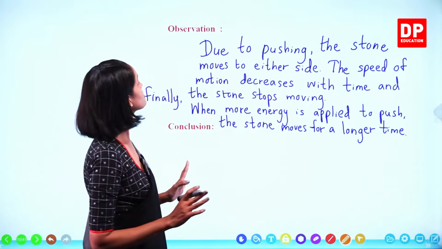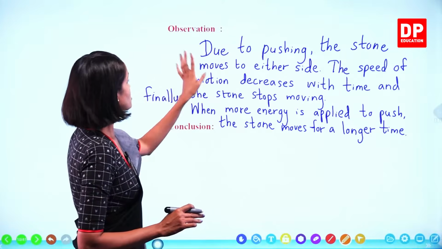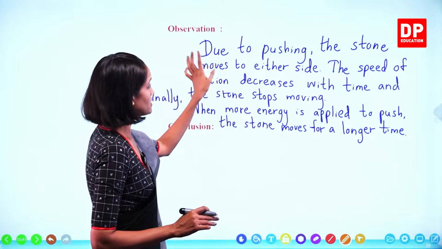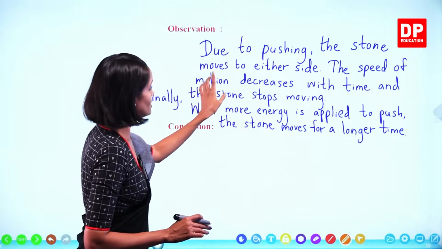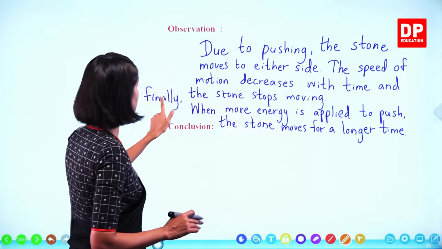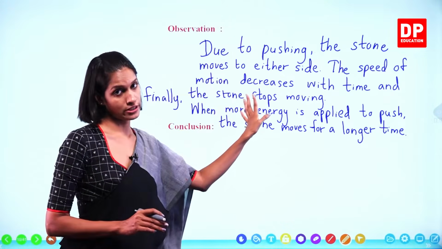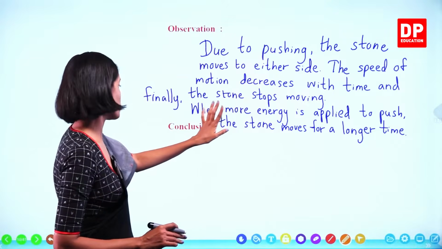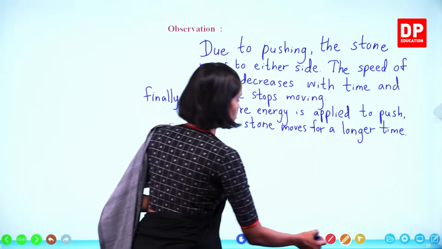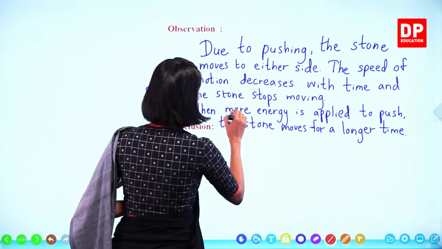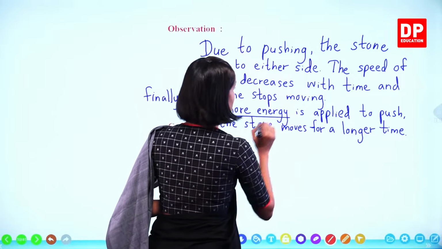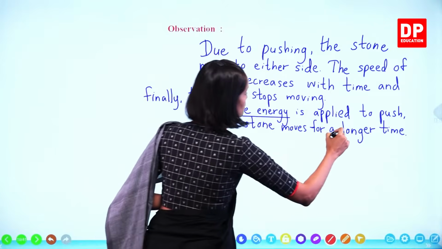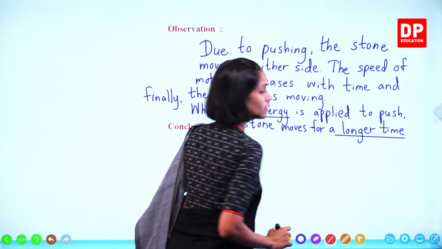Okay, children? Due to pushing, the stone moves to either side. The speed of motion decreases with time, and finally, the stone stops moving. Right? When more energy is applied to push, the stone moves for a longer time.